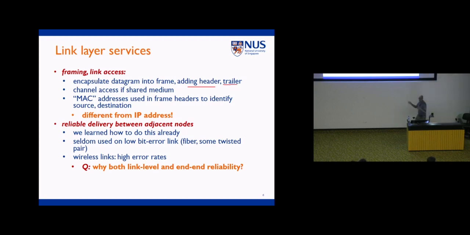So this part is fairly standard. Every layer sort of does it. It takes whatever the upper layer gives you, adds its own headers and trailers, and forms a packet. On top of that, and this is usually one of the bigger things that a MAC or a link layer protocol does, it decides on channel access.